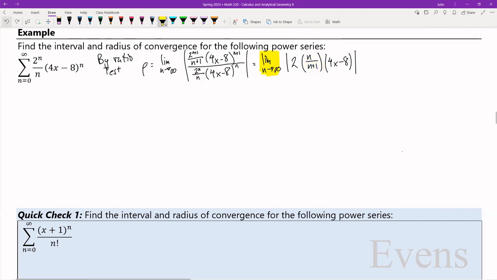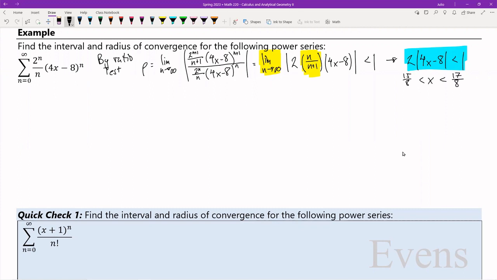More importantly, because we're doing this with the ratio test, this series converges if this limit is less than 1. If we apply the limit as n goes to infinity to this thing right here, that's going to be 1. So then we have this 2, and 4x minus 8 has to be less than 1 in absolute value. If you solve this out, you get that x has to be bigger than 15 over 8 and smaller than 17 over 8.